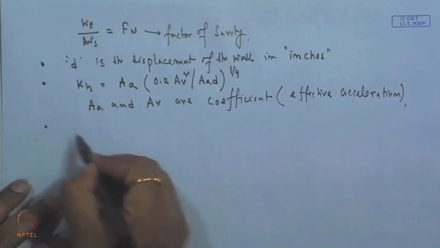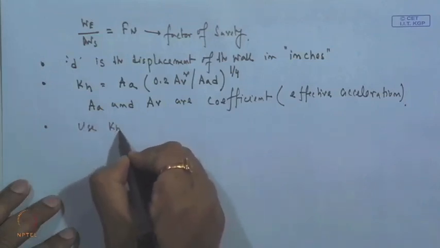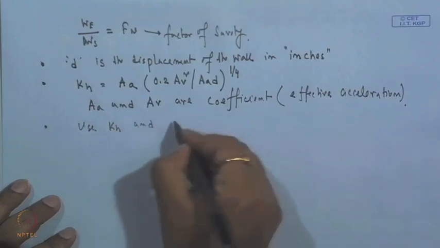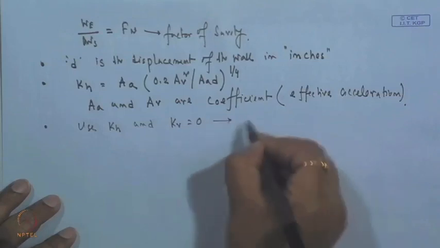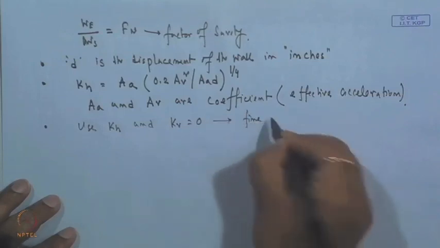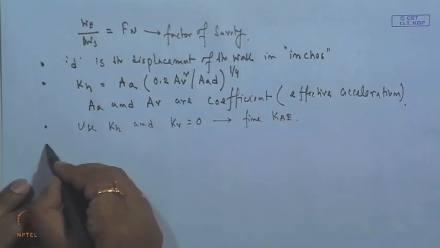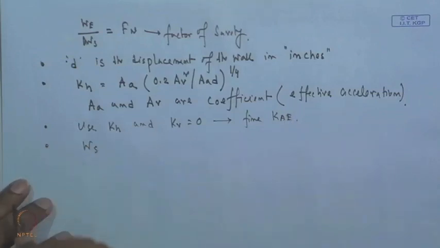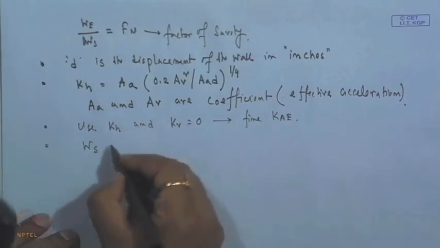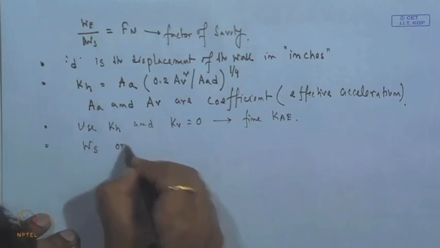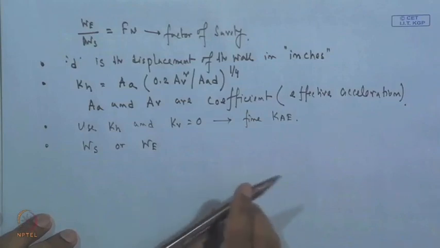So, now we use this k h and make k v equal to 0, and then we find k a e. Then putting this expression, we will get W s, and then we multiply, or we put W s in the static condition or W e in the seismic condition.